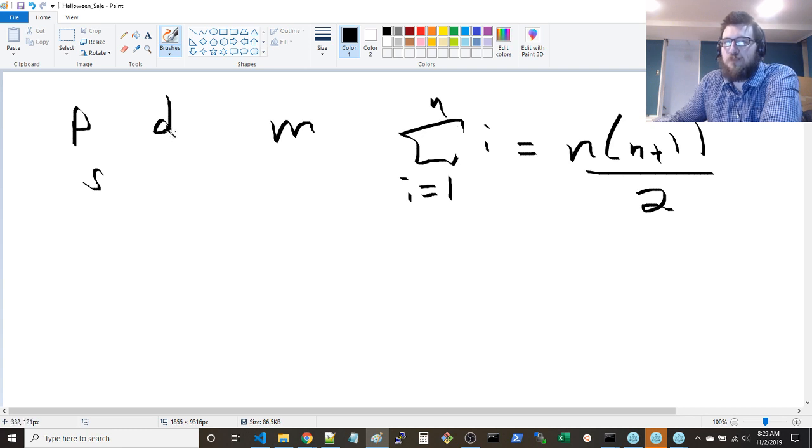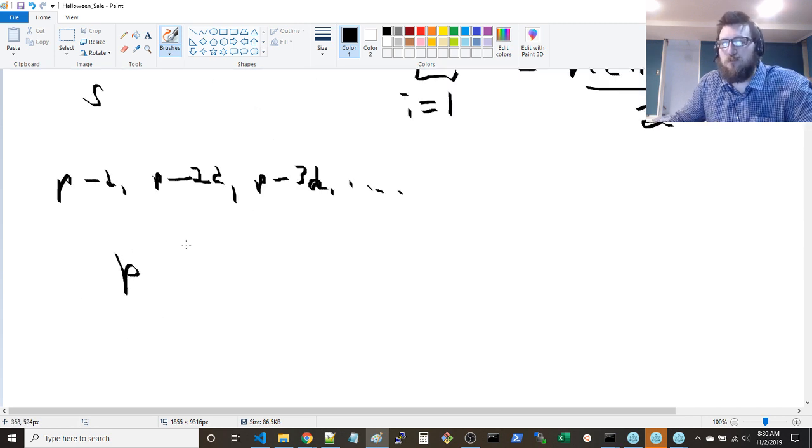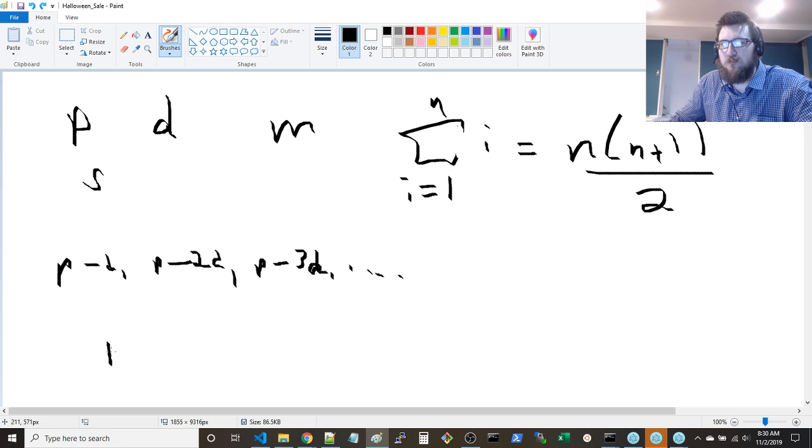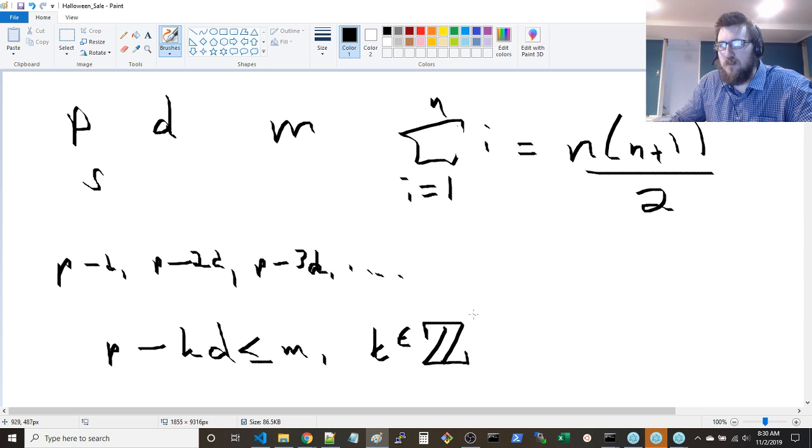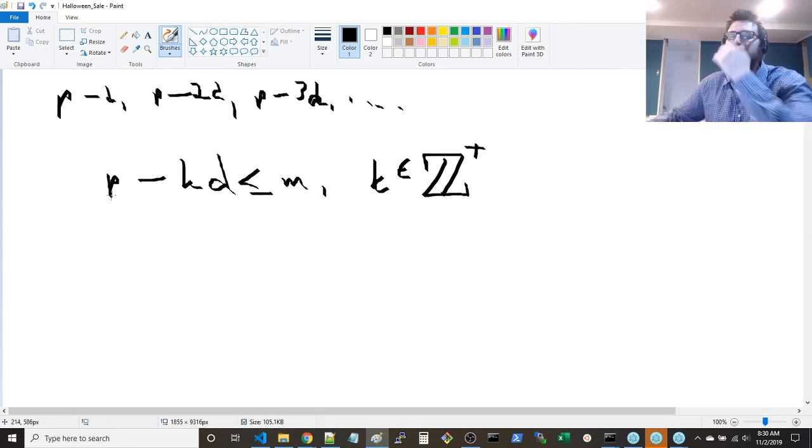Now, once you've reached M, there's a sequence, right? P minus D, P minus 2D, P minus 3D, etc. You want to know when, you can call this 1D, 2D, right? P minus KD is less than or equal to M, where K is an element of the positive integers, not including 0. This is the equation we end up with.